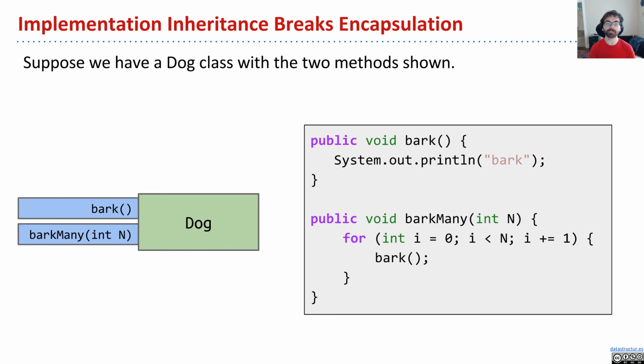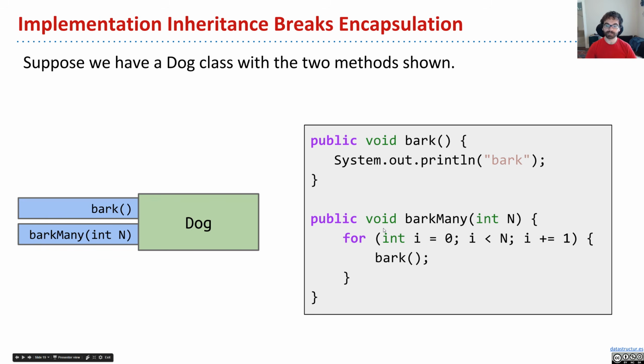Let's see now how implementation inheritance breaks encapsulation. Suppose we have a dog class that has these two methods here. There's a bark method that does System.out.println("bark"), and barkMany, which uses a for loop to call bark many times. Now, to a user on the outside, I can say barkMany(5) and I should get bark, bark, bark, bark, bark. And I don't really care how it's implemented. This is one possible implementation, but I have a certain behavior in mind.